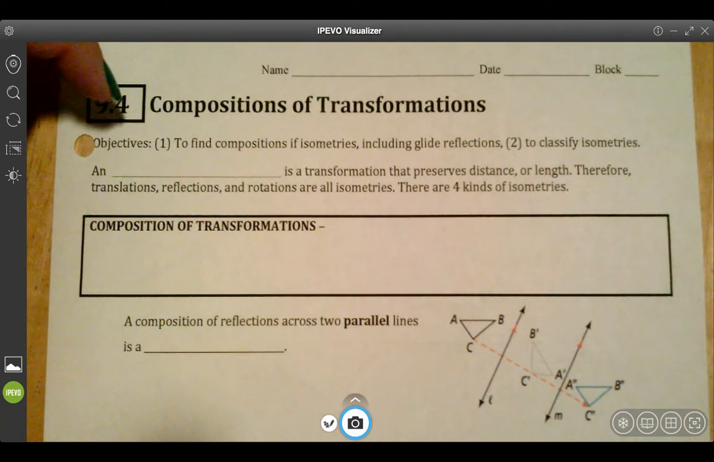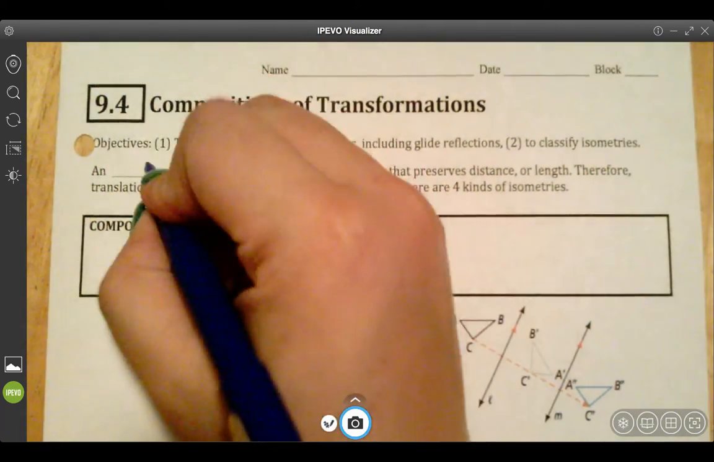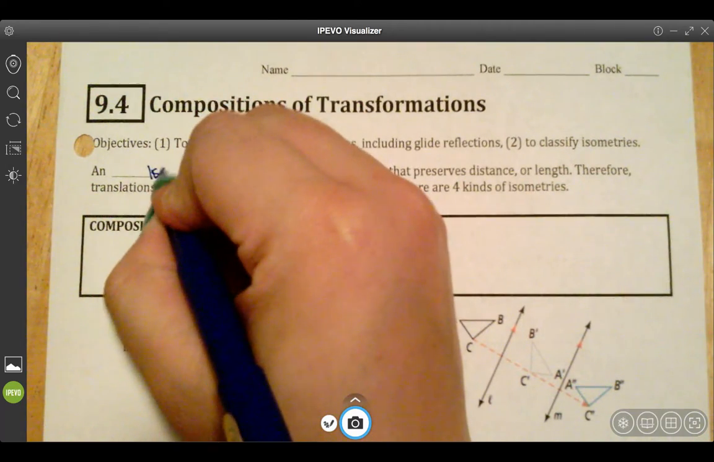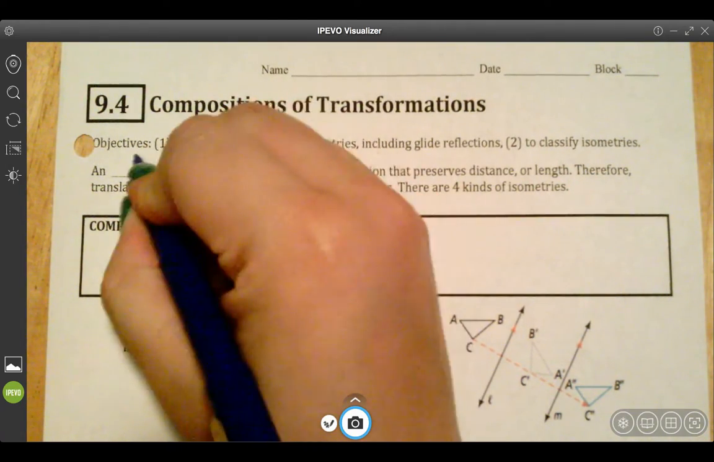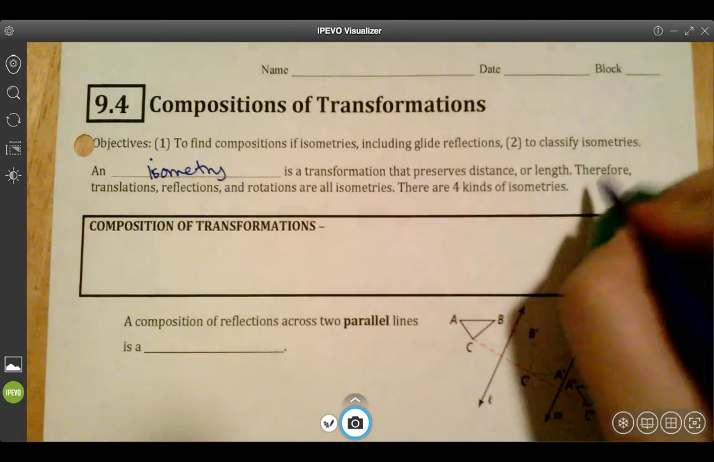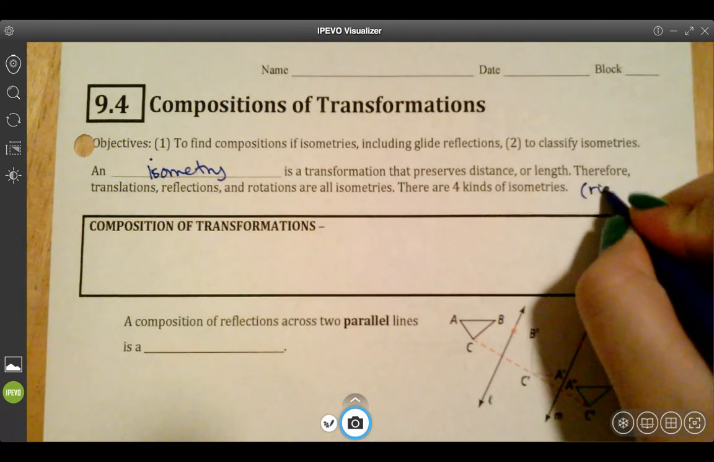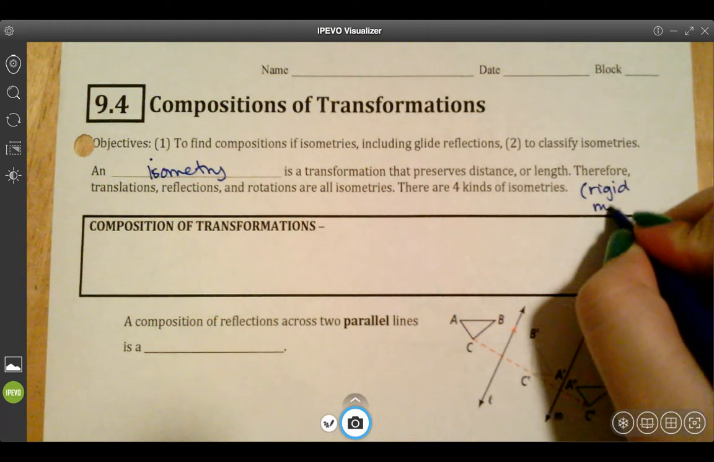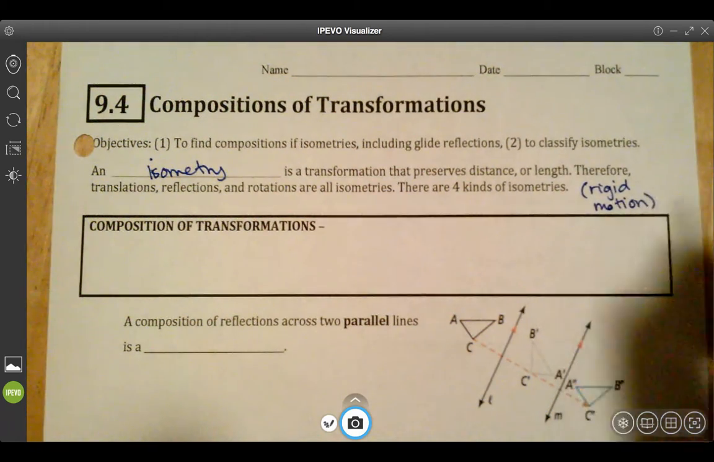So our objectives for 9.4 are to find compositions of isometries, which we'll talk about in a second, including glide reflections, which we will define on this page, and to classify the isometries. So what is an isometry? An isometry is a transformation that preserves distance or length. Therefore, translations, reflections, and rotations are all isometries. We have been using rigid motion to describe this same thing.